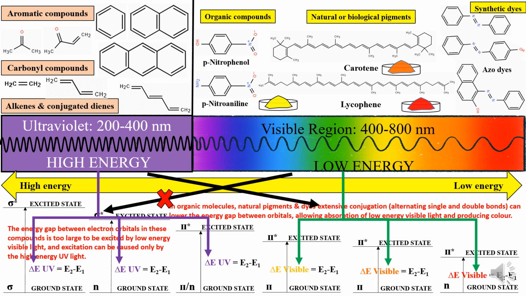But you may ask me, why can't the UV region, which is high energy region, bring about the excitation of electrons of compounds in the visible region, that is colored compounds? Why is it not possible, though it is high in energy? The reason is the energy levels are quantized.